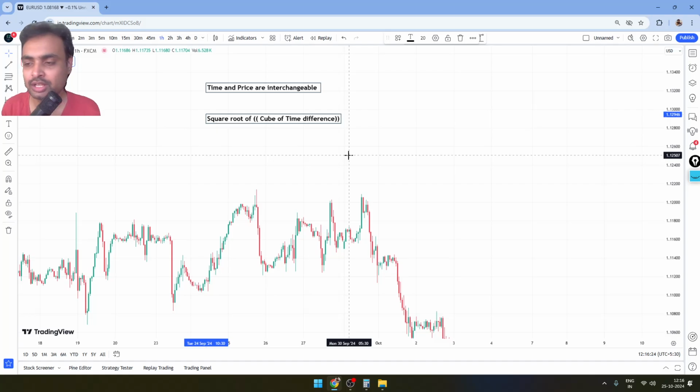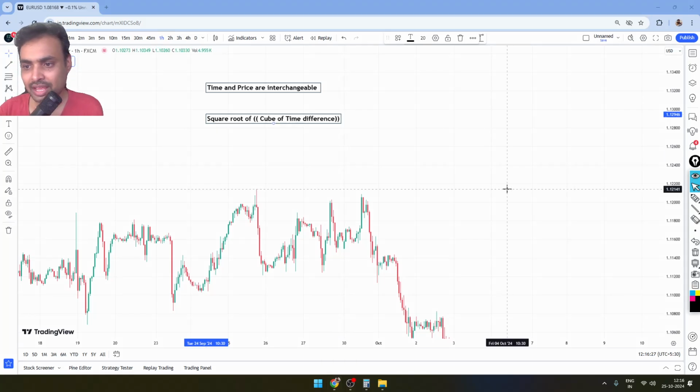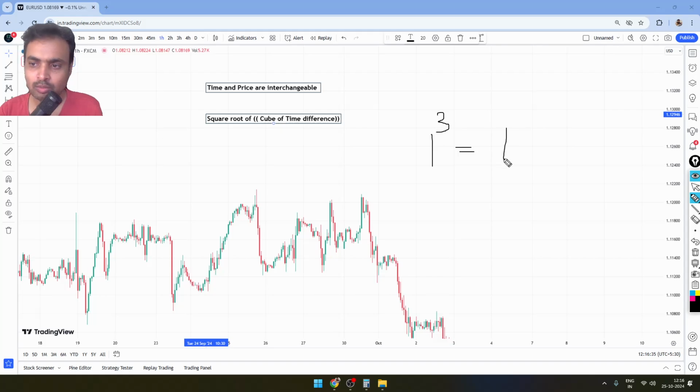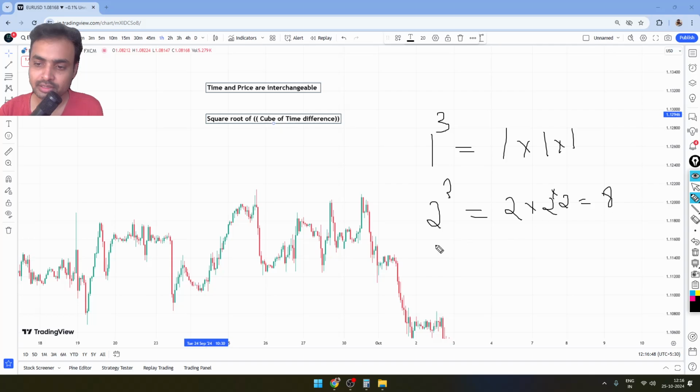Let us explain what a cube is. If I say 1 cube, 1 to the power of 3, that means 1 into 1 into 1. 2 cube means 2 into 2 into 2, so we get 8, right? That is called a cube. We are going to find the time difference, and for that number we are going to take the cube value. Then we are going to take the square root of that value.